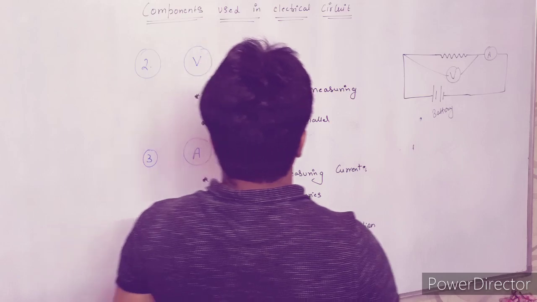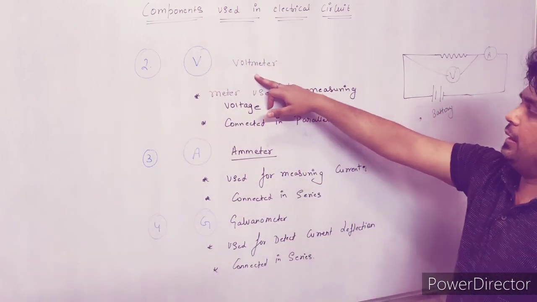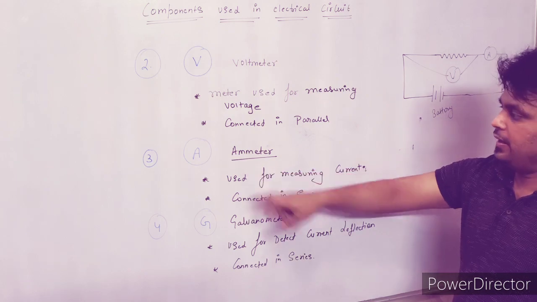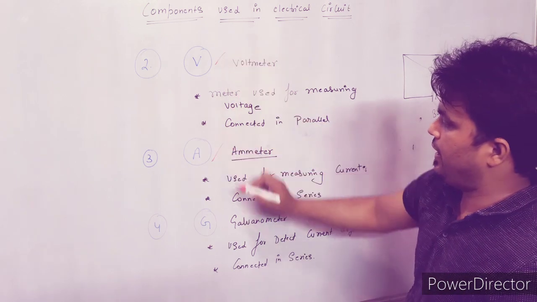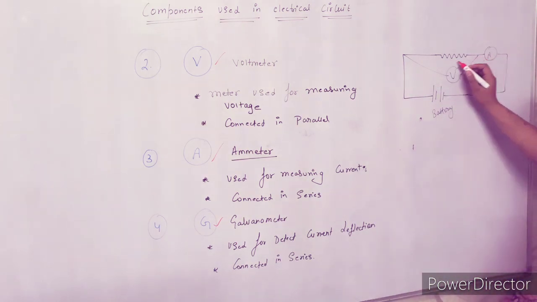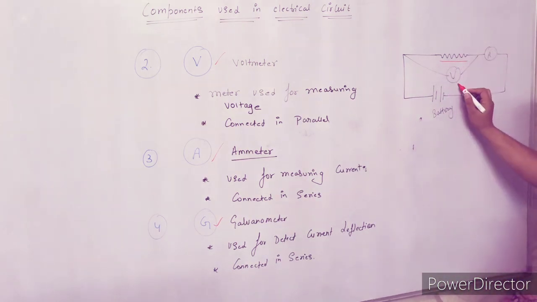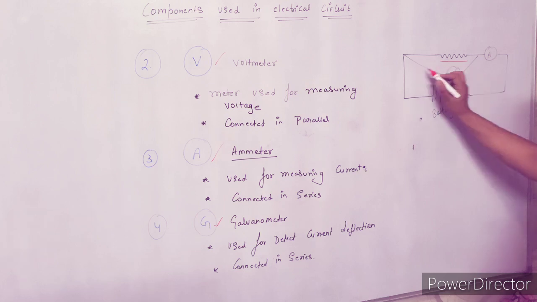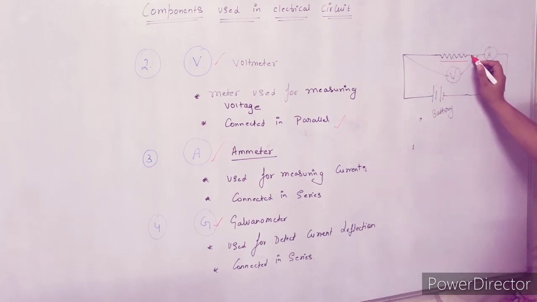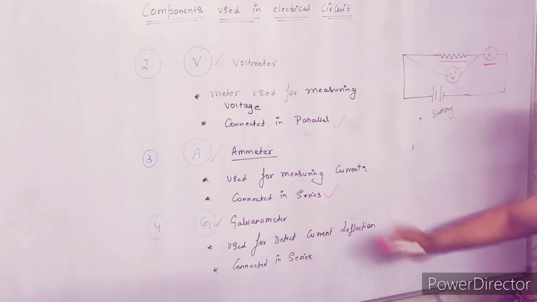So next is the voltmeter. It is represented by V. The ammeter is represented by A, and the galvanometer is represented by G. Here we see this is the resistance and this is the V. It is connected in parallel to the resistance. This one, just with the resistance, is a series combination, so it is connected in series.